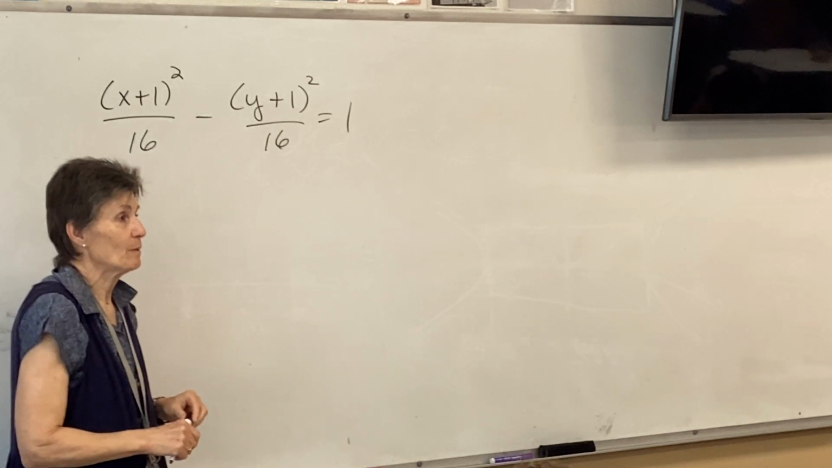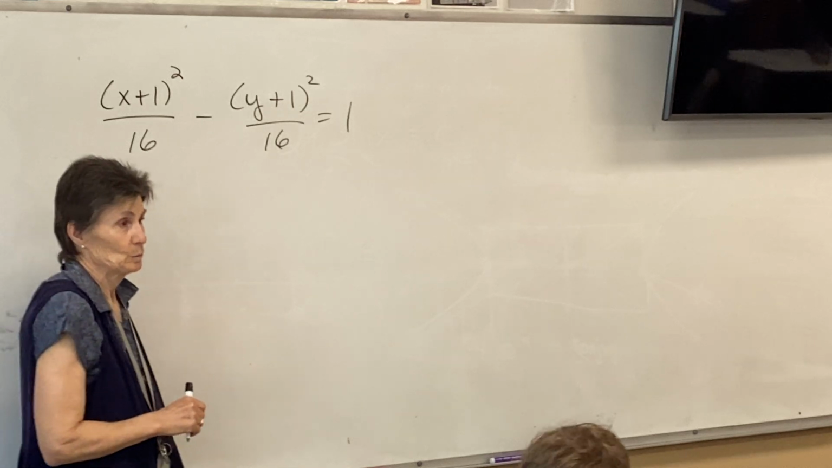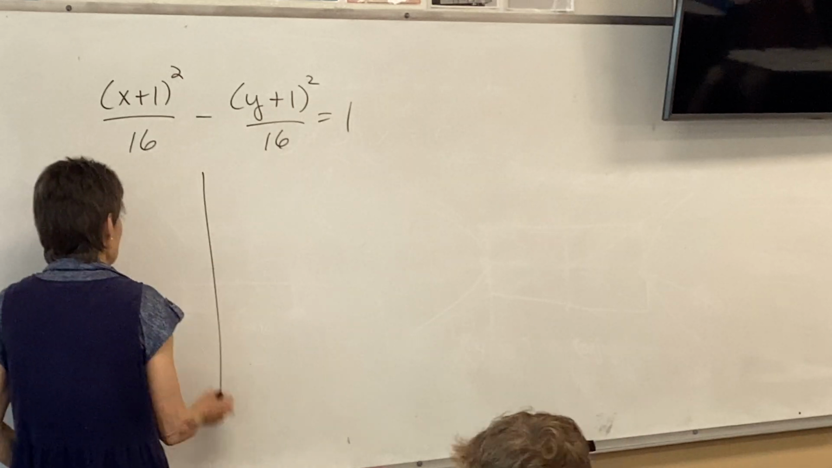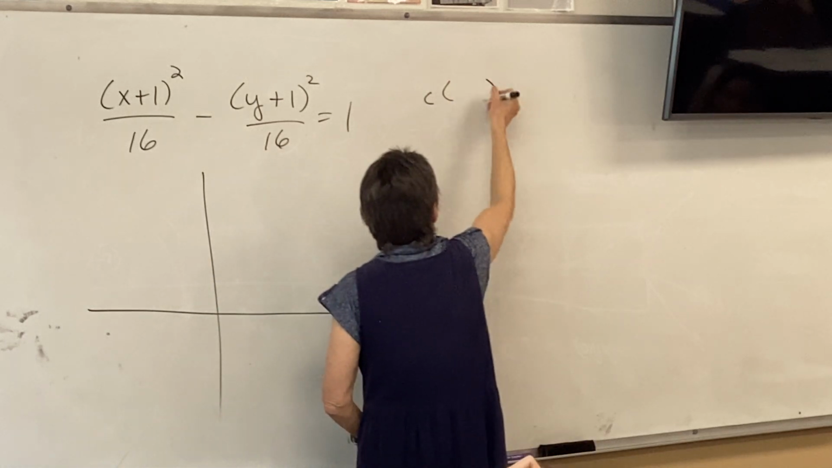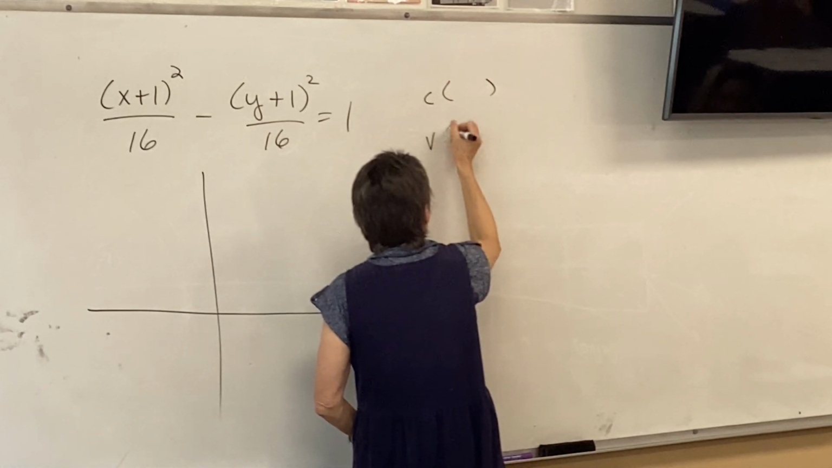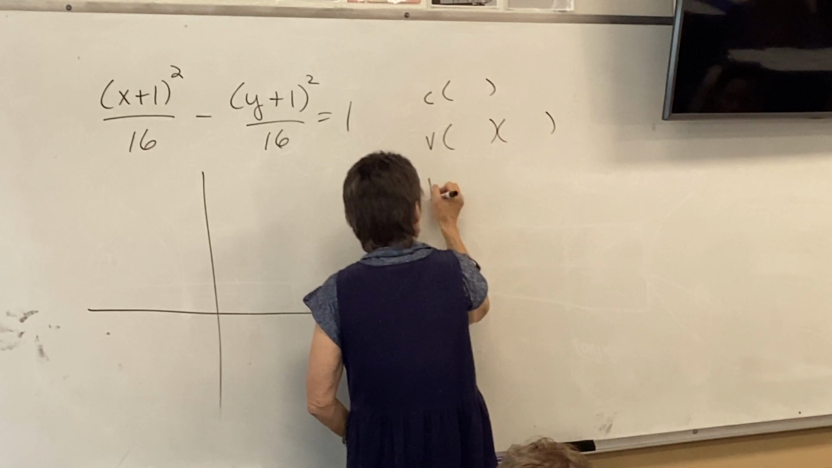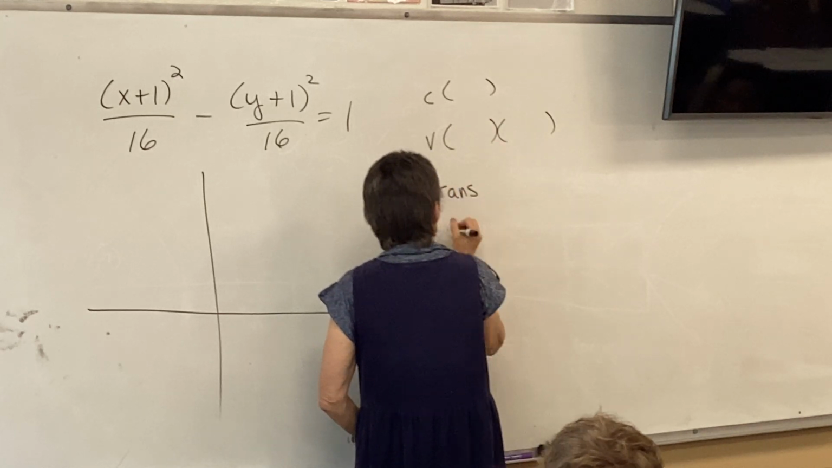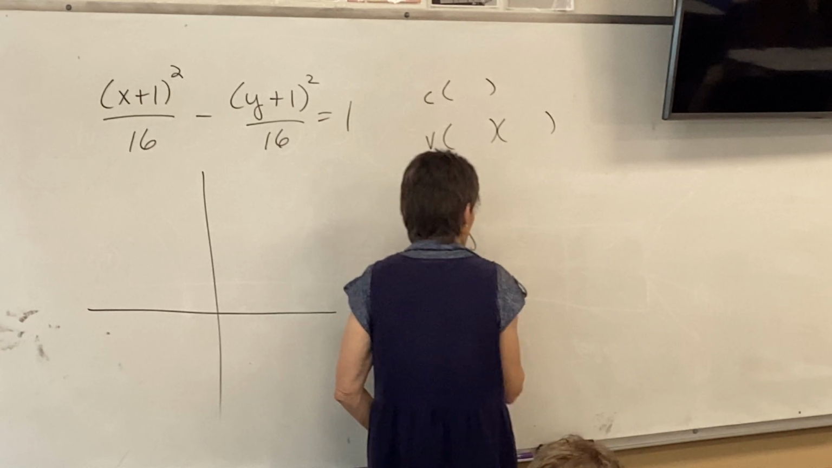So let's see what we remember. We need to find the center. We need to find the vertices. We need to find the transverse axis, the conjugate axis, and the equations of the asymptotes.